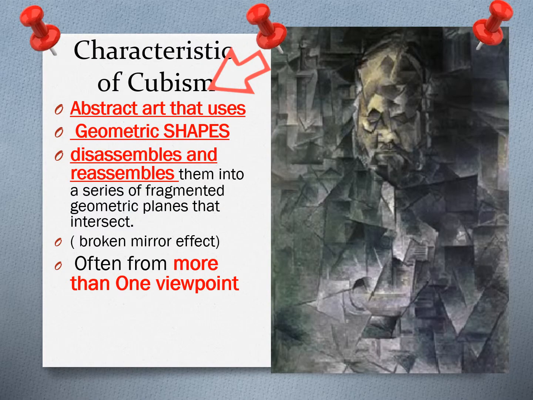When you think of Cubism, you think of abstract art that uses geometric shapes, disassembles and reassembles images. The broken mirror effect, and more than one vantage point.